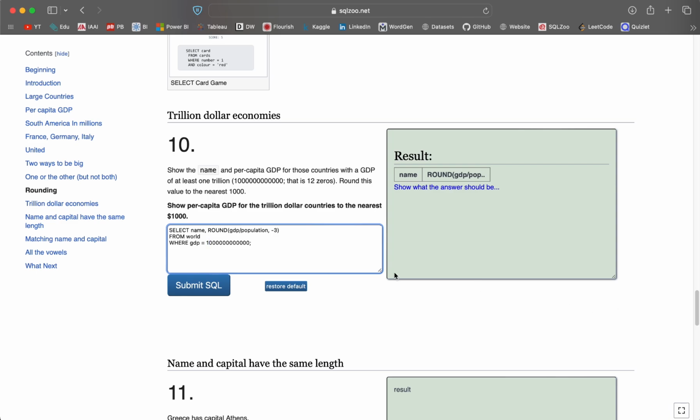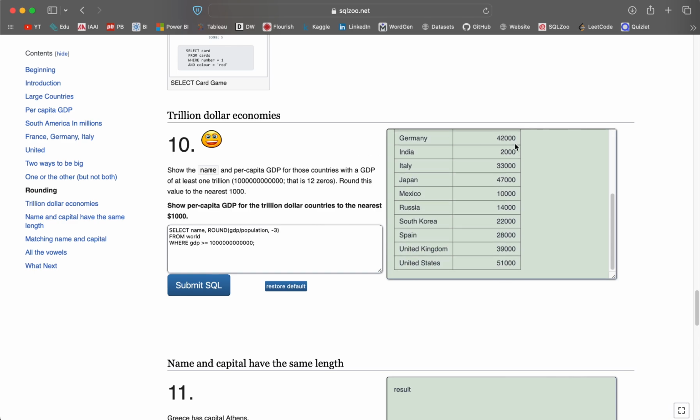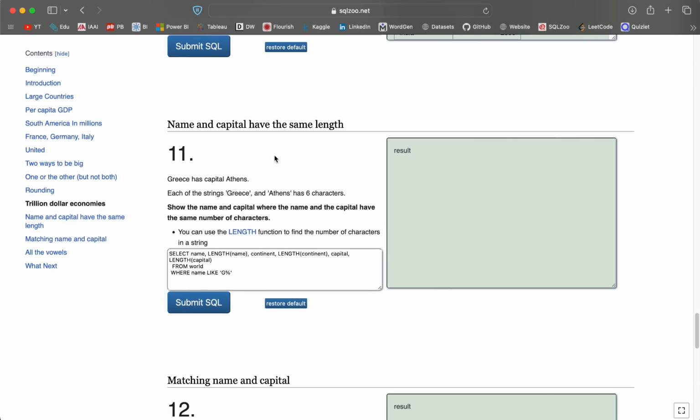Oh, I see what I did. It's saying at least, so this has to be greater than or equal to. Okay, and there's our answer. Name of our countries with GDP per capita for those countries with a GDP of at least $1 trillion. Round it to the thousandths.